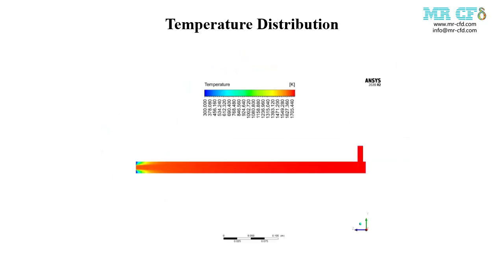As we showed you in the temperature graph, the heat transfer is most effective in the initial region. This could be due to the higher temperature difference between the air and the heat source in this area.